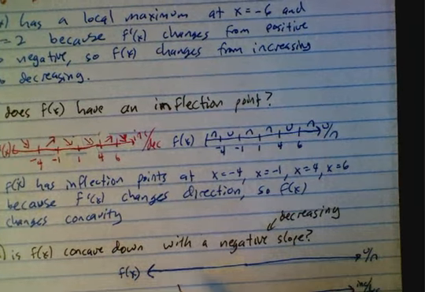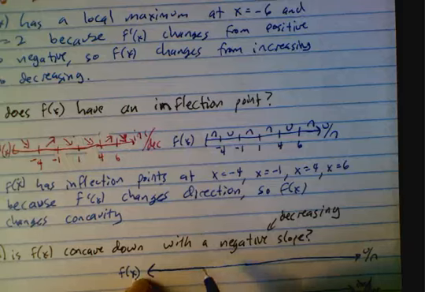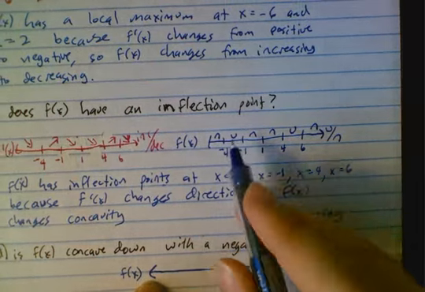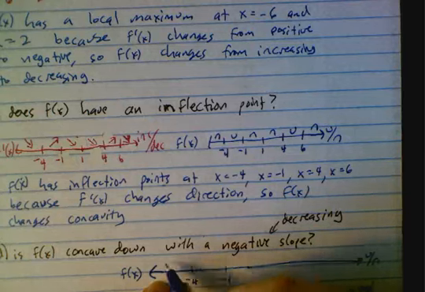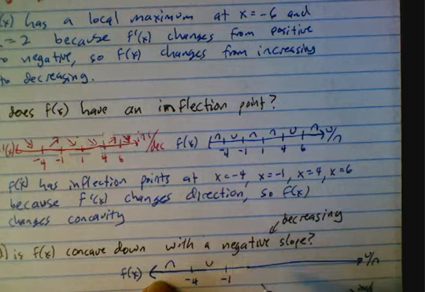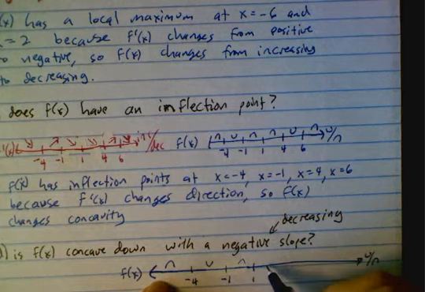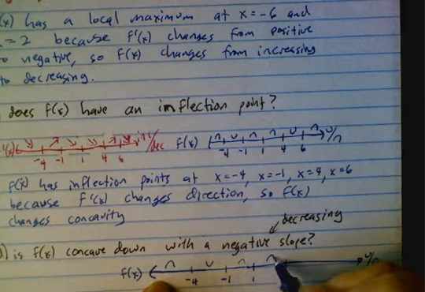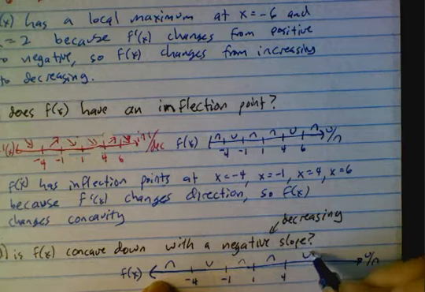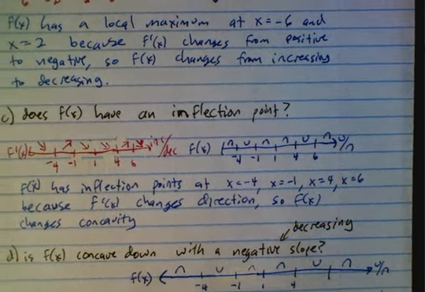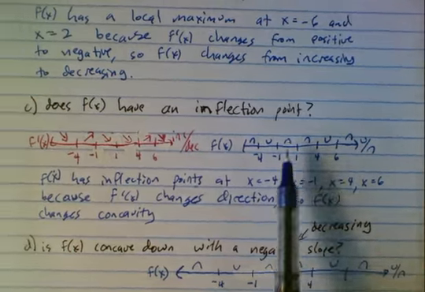So f of x is going to be concave down until -4, -3, -2, -1, 0, 1, 2, 3, 4, 5, 6. There we go. Just transferring that from this line down to this line.